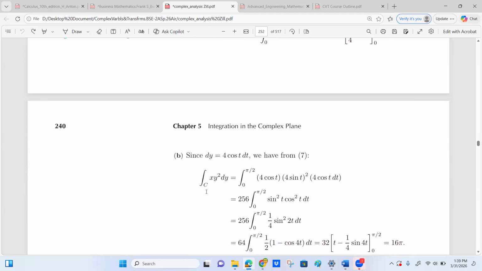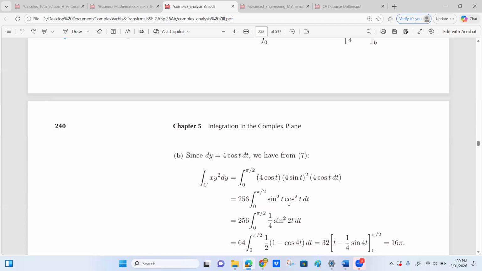We have the integration of c x y square dy. So the integration is 0 to pi by 2 and the x value is 4 cos t, that is already given in the question, and the y value is 4 sin t whole square and the dy value is 4 cos t dt. So by taking the multiplication, 4 multiplied by 16 multiplied by 4, we find its result is positive 256, 0 to pi by 2, sin square t and cos square t.